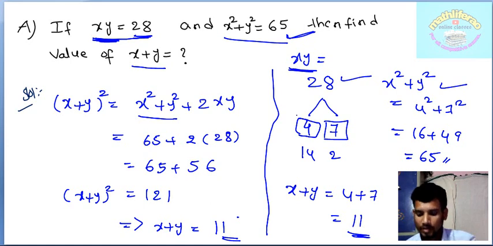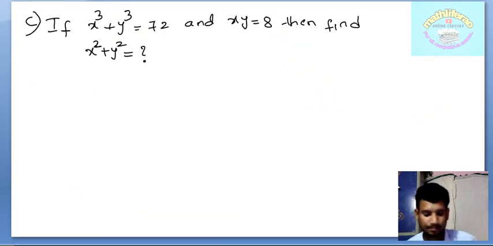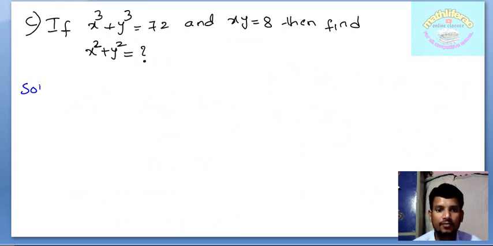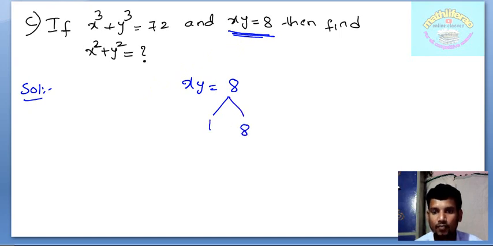Now going to the next question. Here the question is: if x cube plus y cube equal to 72 and x into y equal to 8. So given value x into y, here x into y value is 8. So 8 factors are 1 8s or 8 1s. Otherwise, next 8 value is 2 4s or 4 2s. So 2 4s are 8, 1 8s are 8.